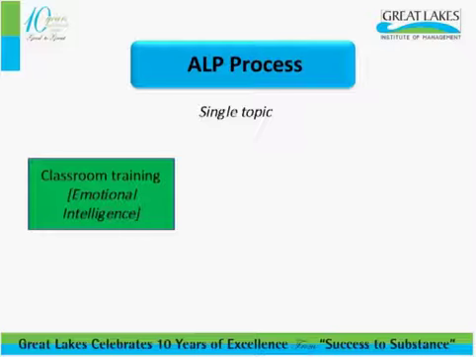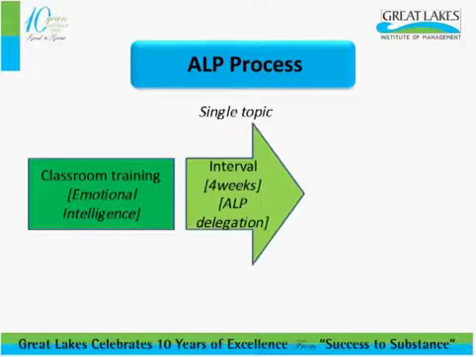So supposing you are doing, let us say, classroom training on emotional intelligence, let's say a 1 day or a 2 day program. After this 1 day or 2 days, there is an interval of approximately 4 weeks. The 4 weeks is not a very rigid thing. It depends on the kind of time available as well as the time required. And during this period, the participants are given a project, which I'm calling the Action Learning Project, or ALP.